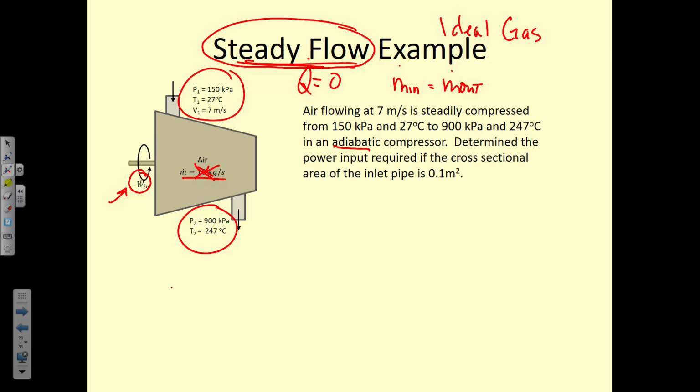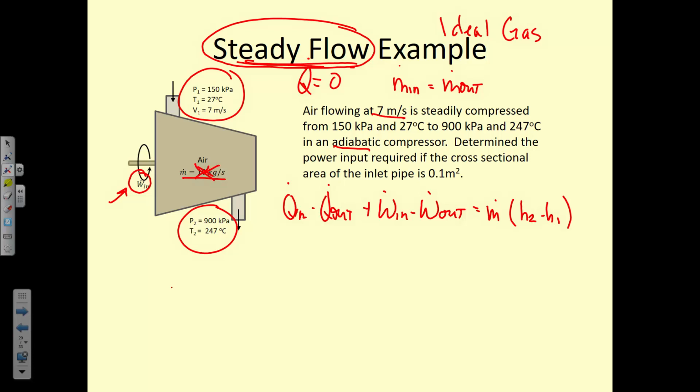Okay. So determine the power input required. What should we do or how should we start? Okay, steady flow energy balance for an open system. So Q dot in minus Q dot out plus work dot in minus work dot out is equal to m dot times H2 minus H1.